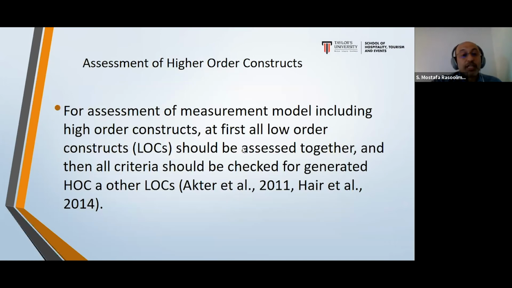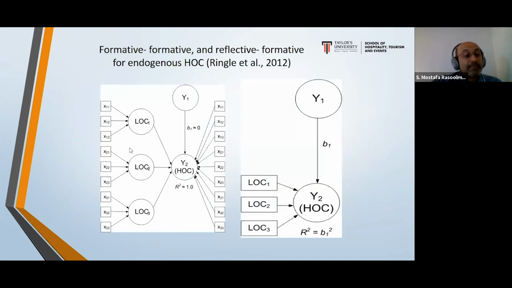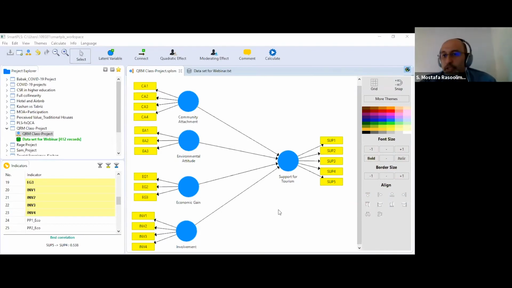Okay. Especially when your construct is formative in the second layer, and your variable is endogenous. In this case, it's not possible to apply repeated indicator, and you have to use two-stage.